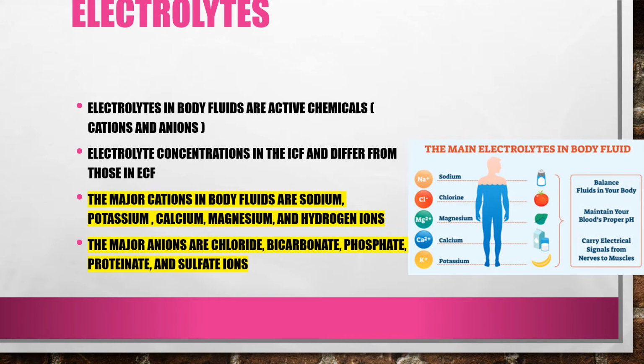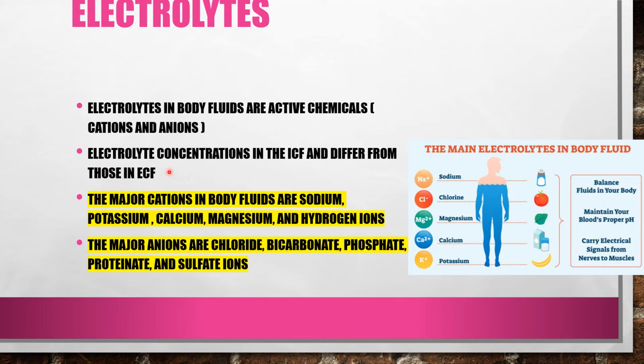The next one is electrolytes. We have seen the fluids, intracellular and extracellular fluid. What is meant by electrolyte? Electrolytes are chemicals that produce electrical charges so the human body can function properly. Electrolytes in body fluids are active chemicals that we call cations and anions. You studied these cations and anions in the 12th standard.